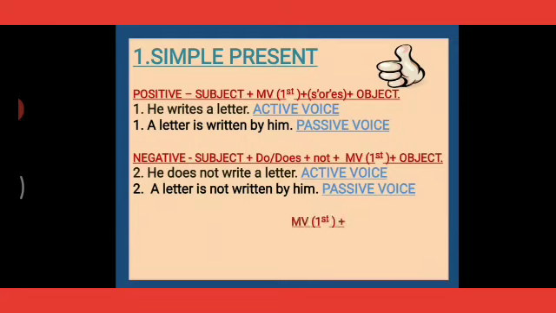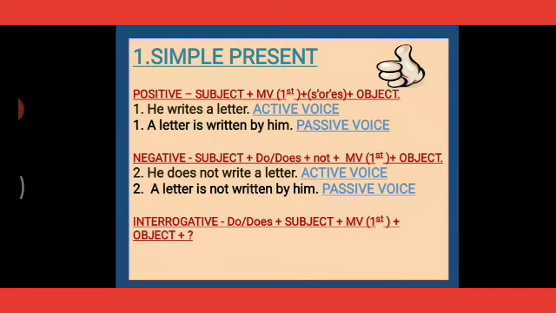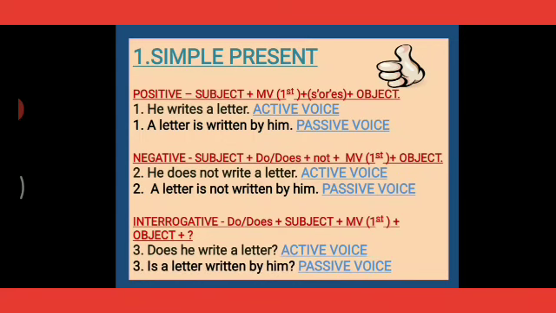Okay. Next. This is your interrogative sentence. In an interrogative sentence, your verb comes first. So do or does will come first. Let's look at this sentence. Does he write a letter? Now the sentence is in an interrogative form. It is asking a question. So what I told you, that does will be changed into is, am, are plus third form. So what will be the answer? Does he write a letter? The answer will be: is a letter written by him?